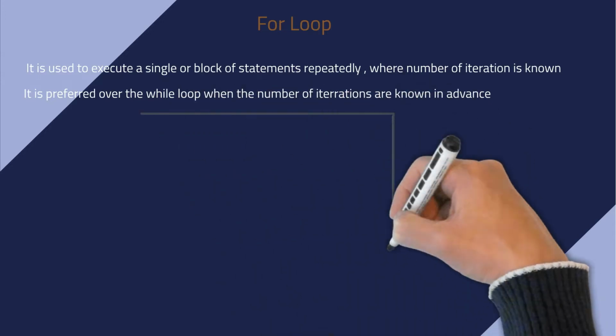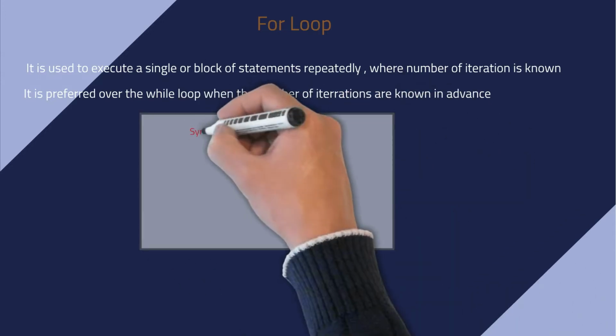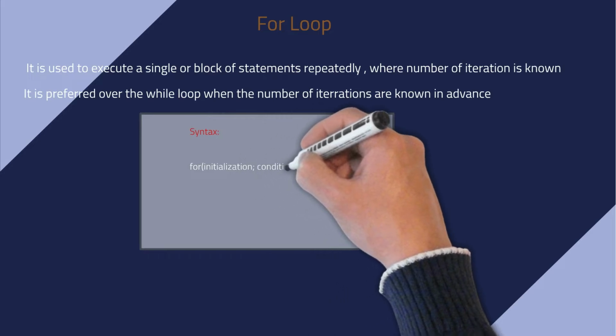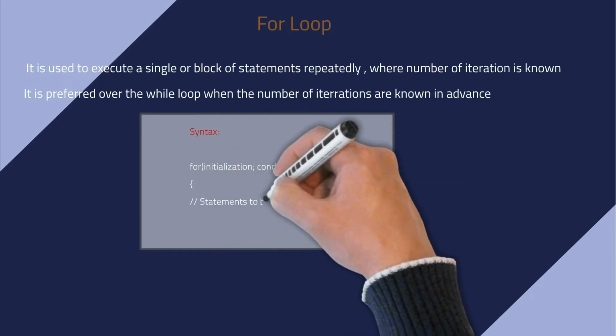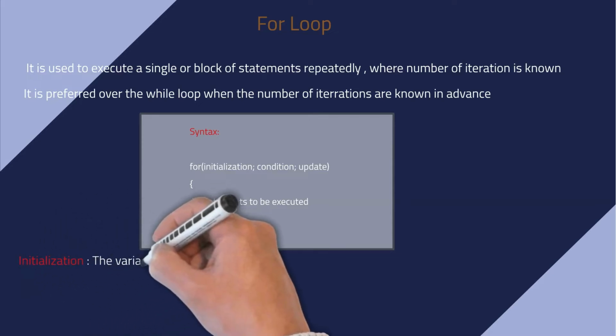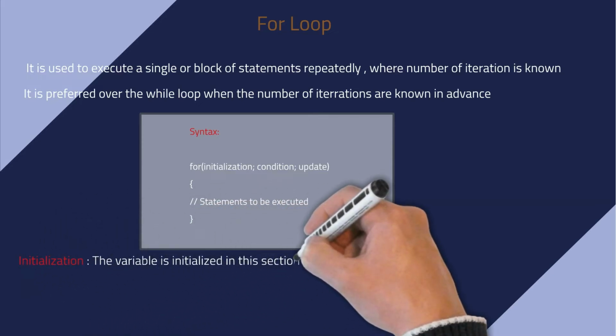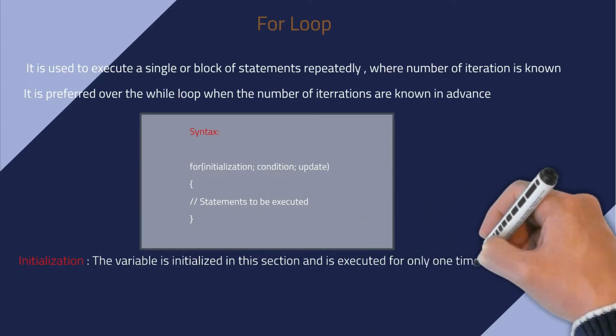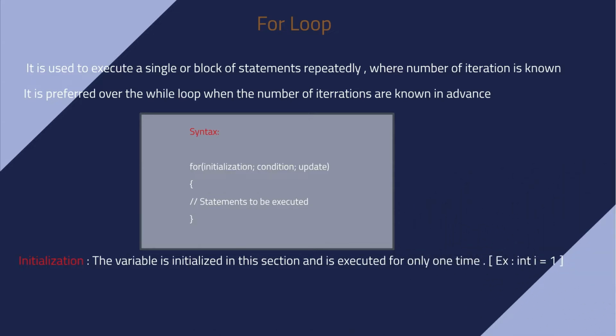The syntax of the for loop is: for open bracket, initialization semicolon, condition semicolon, update, bracket close, and then the statements to be executed inside curly braces. Initialization: in this section, the variable is initialized and executed only one time. Example: int i = 1.